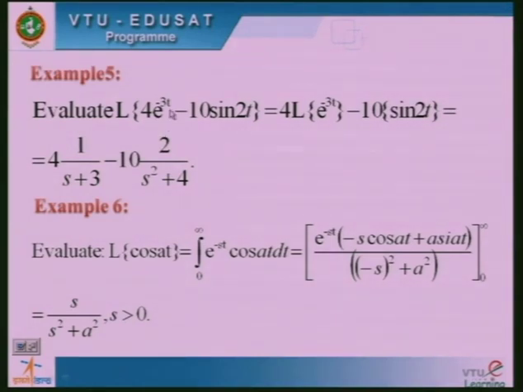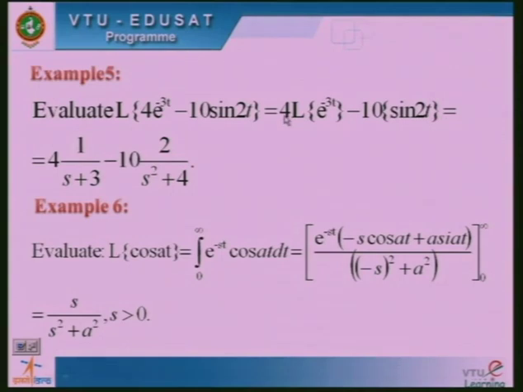Exactly in the similar way, suppose the given function is of this form: 4 times e to the power minus 3t minus 10 times sine of 2t. Now we want to find the Laplace transform of this function. Again it contains two terms. 4 is a constant, you can keep it as it is, Laplace transform of e to the power minus 3t; minus 10 is a constant, keep it as it is, Laplace transform of sine 2t.